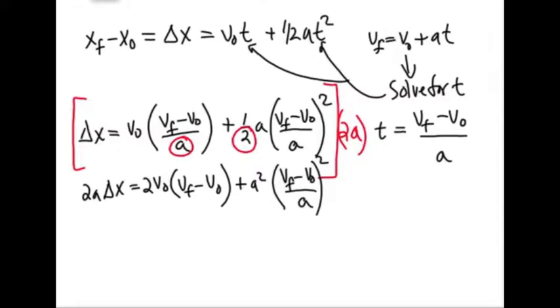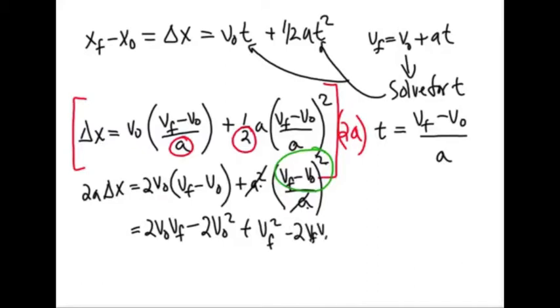Now we can do some more simplification, because here I'm multiplying by a squared, and I'm dividing by a, which is squared right here. So this and this are going to cancel out. Then we need to just multiply all this out and simplify. So this is 2 times v0 times v final minus 2 times v0 squared plus, and all I have to do is basically multiply out this square right here, and that will be plus v final squared minus the cross term v final times v0 plus v0 squared.